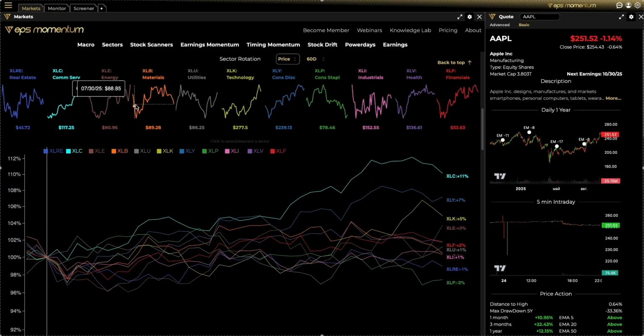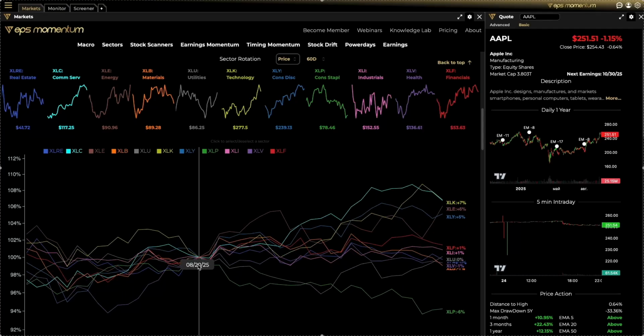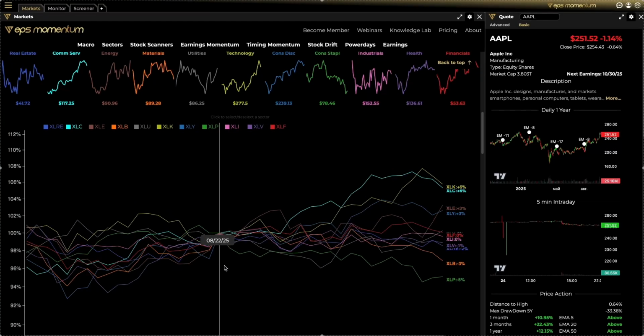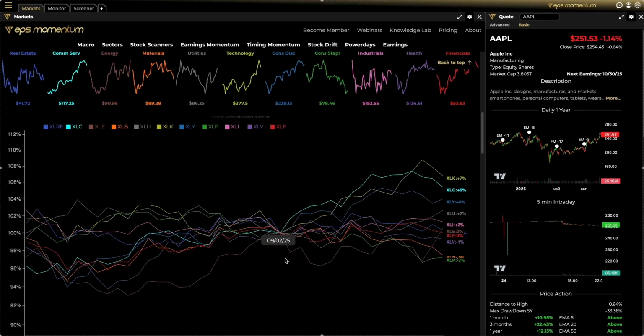So, for traders, monitoring sector rotation helps identify where capital is flowing and which sectors are gaining momentum. Sector rotation is not just about short-term moves. It's about understanding the bigger picture of how capital shifts across the market.